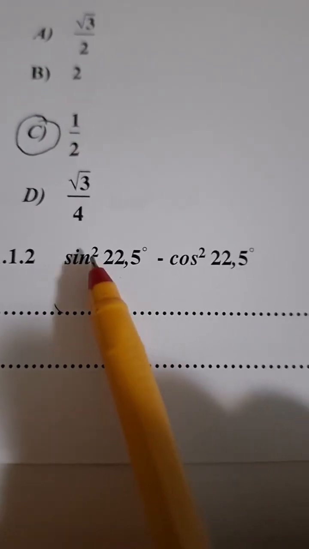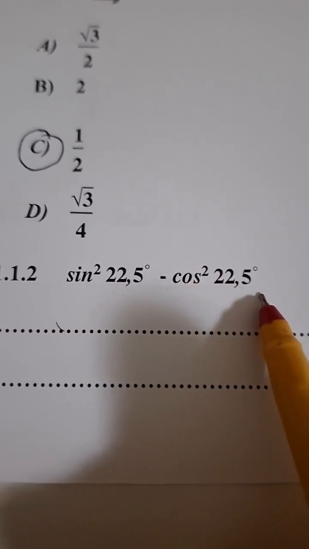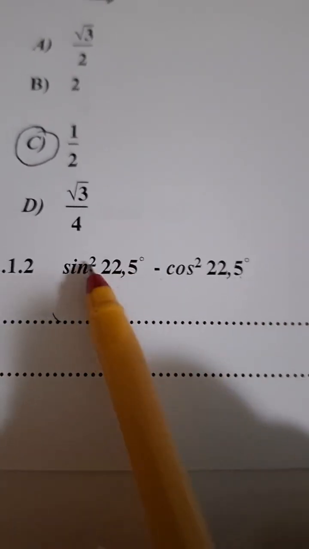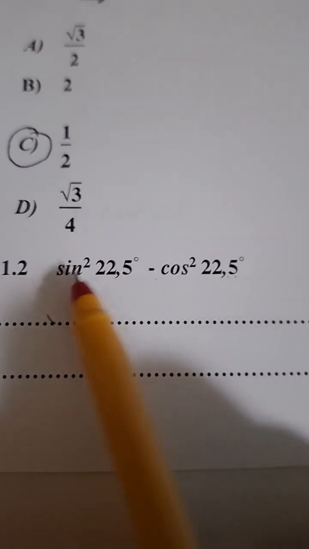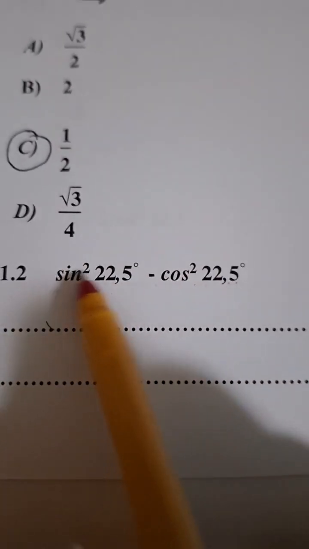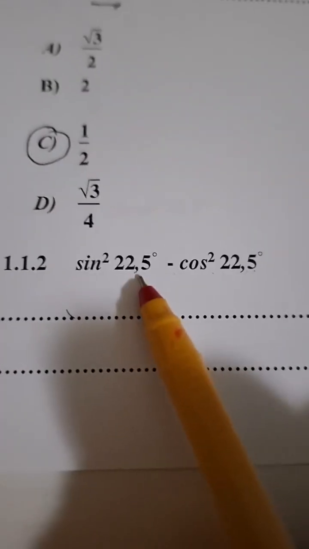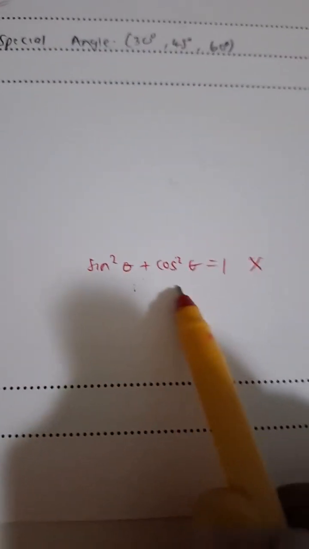We are also asked to simplify sine squared 22,5 minus cos squared 22,5. Simplify this. So what does this look like? Sine squared 22,5 minus cos squared 22,5. It sort of looks like, maybe someone may say, it is the square identity from grade 11. But guys, we know that the square identity from our grade 11 syllabus says sine squared theta plus cos squared theta is equal to 1. So this one is not this, because we have a negative sign in between. So it's not that.